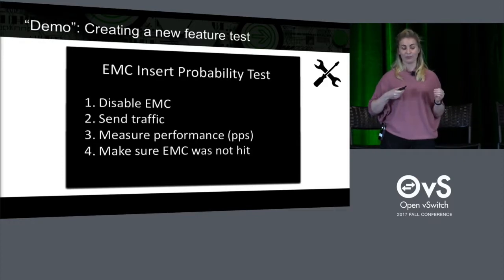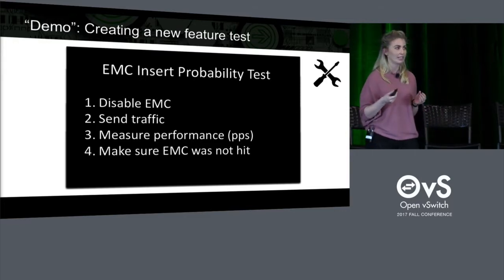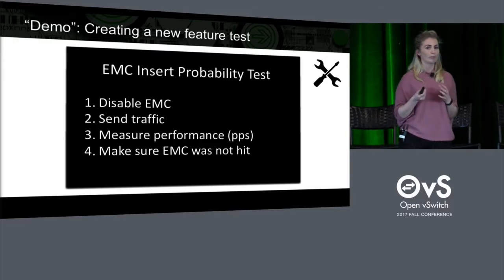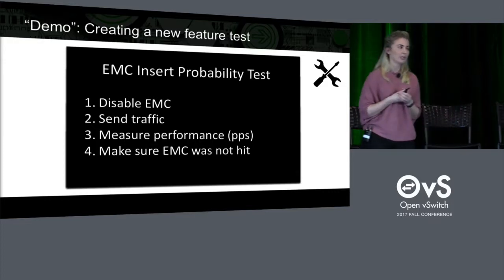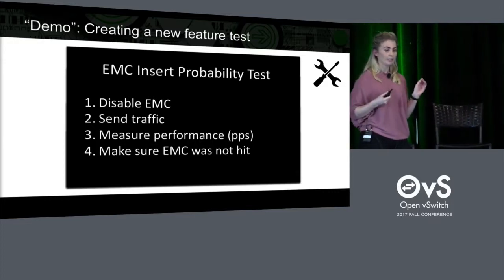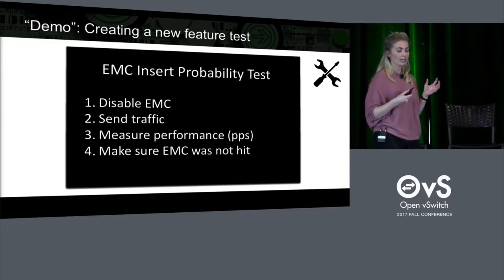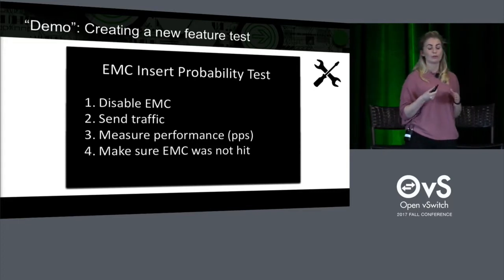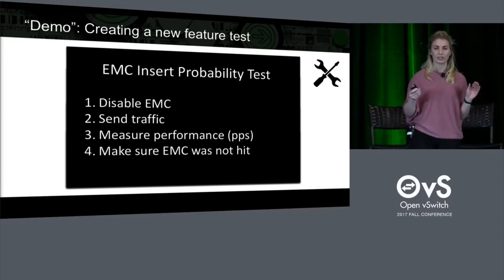So I'm going to show you how to write a test. The test that we're going to implement is to validate the EMC insertion probability OVSDB parameter. We're going to set that parameter to disable the EMC, send some traffic, measure the performance, and make sure that the EMC wasn't hit during the test. So it's both a performance and a functional test.